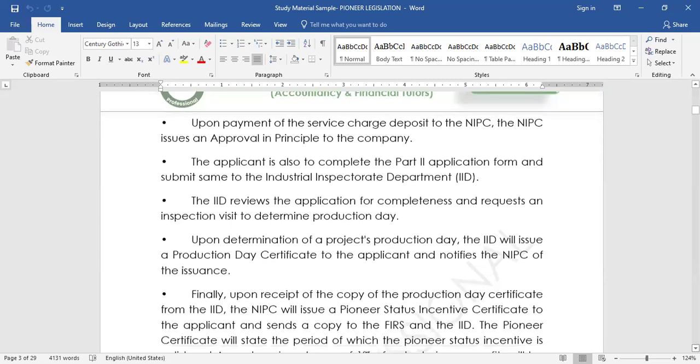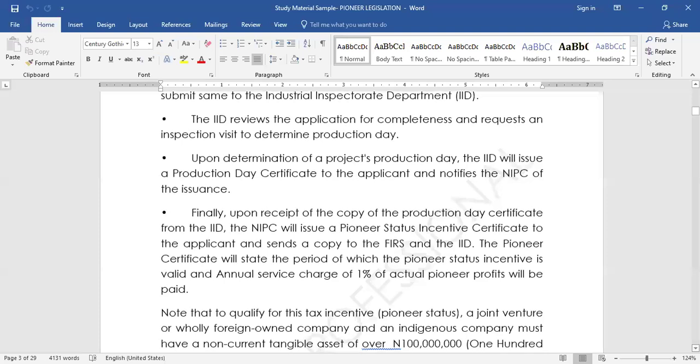After you have sent your production day to them, they will look at the production date and give you a certificate called the production day certificate. That production day certificate simply means the date on which your pioneer status starts. So all these are the steps or procedures involved in the application for pioneer status.